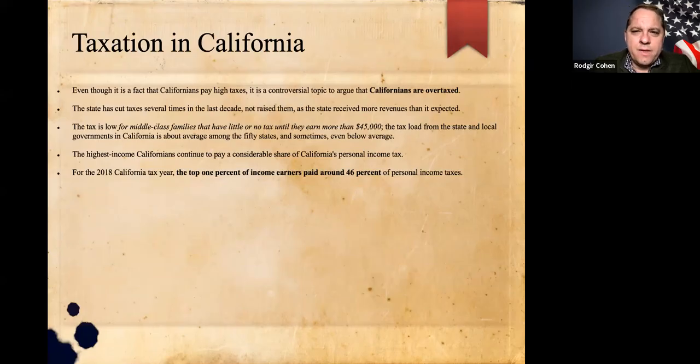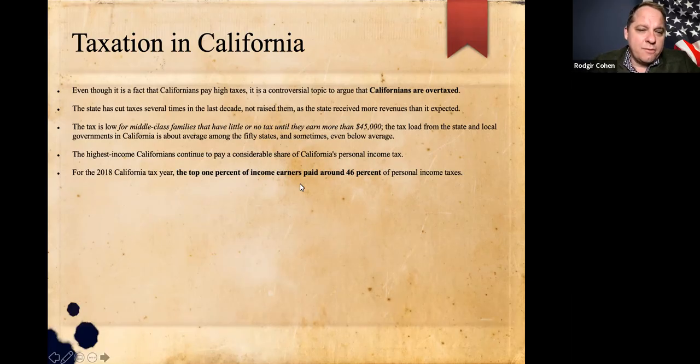Taxation in California. Most people will argue that Californians pay high taxes. Some say they're overtaxed. The state has cut taxes several times in recent decades, and not raised them, as the state received more revenues than expected. The tax is low for middle-class families, who pay little or no tax until they earn more than $45,000. The tax load from the state and local governments in California is about average among the 50 states, sometimes even below average. The highest income Californians continue to pay a considerable share of California's personal income tax.